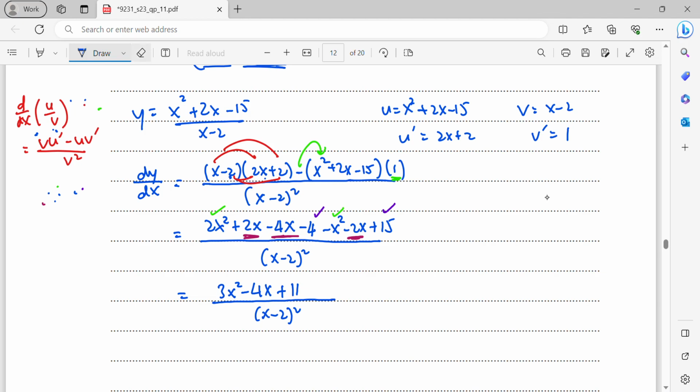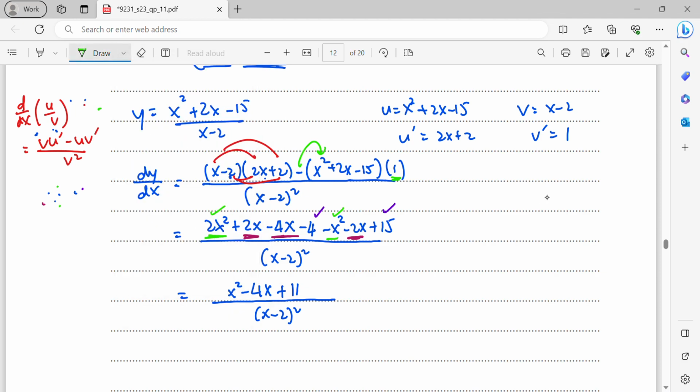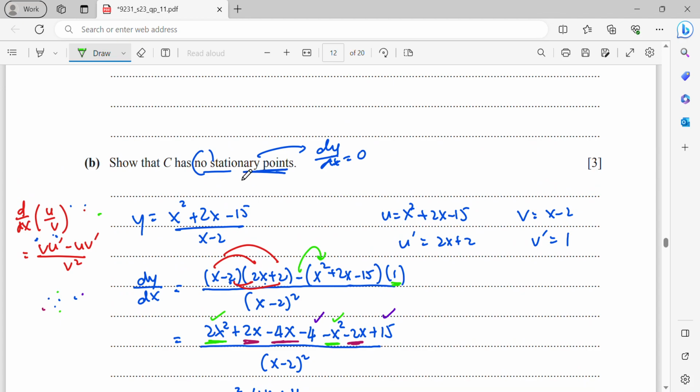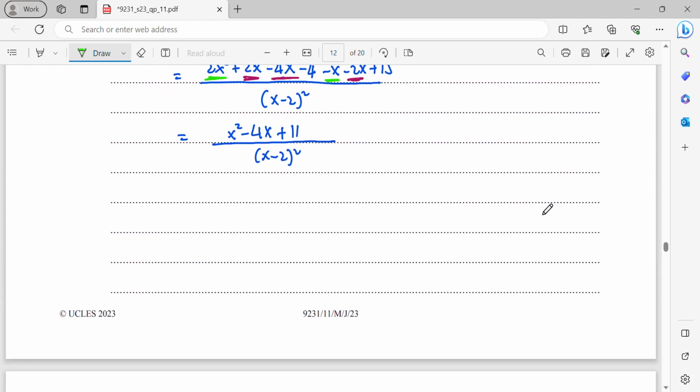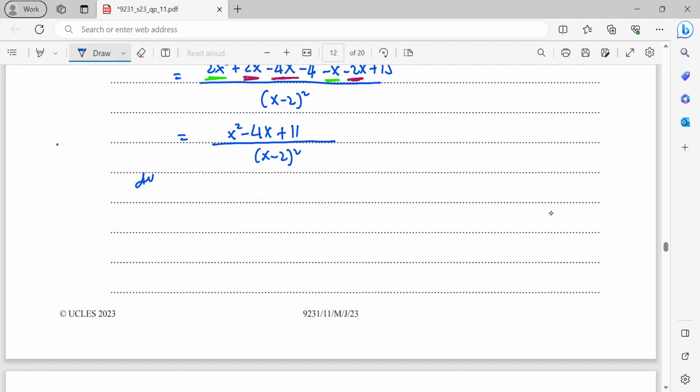Okay, now when I look back at the working, it is positive 1x squared because 2x squared minus 1x squared is 1x squared. Alright, this is my dy/dx. And now, to get the stationary points, I let this be 0 first. And I have to show that when dy/dx equals 0, there's no solution. So x squared minus 4x plus 11 will be 0.